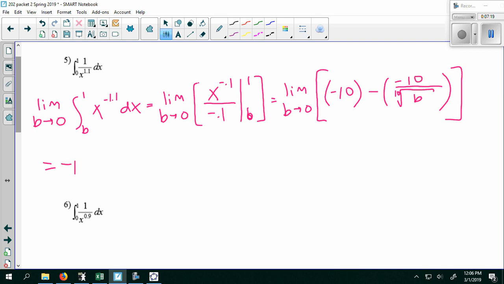So I have negative 10 minus this fraction. When b goes to 0, so does the 10th root of b. So the denominator is going to 0, which means this whole thing is going to negative infinity because of this negative sign. So this is negative 10 minus negative infinity, which is infinity. This diverges.